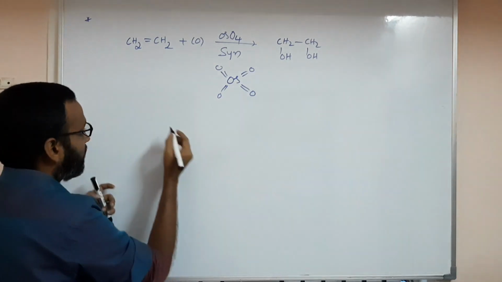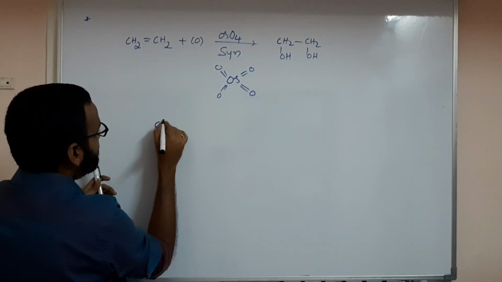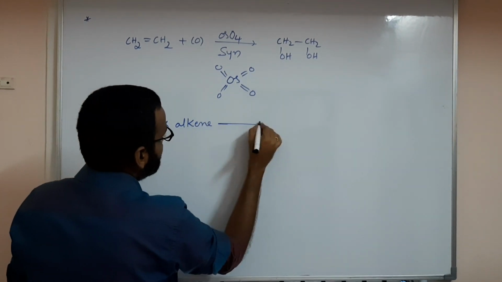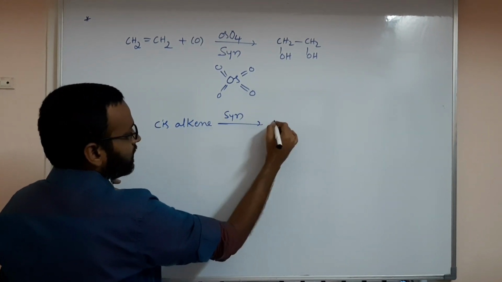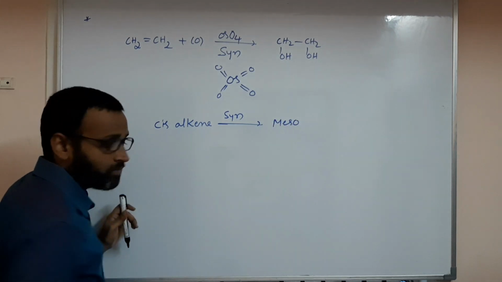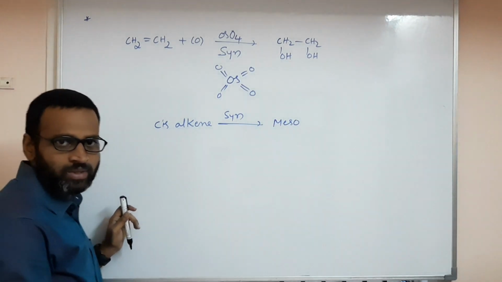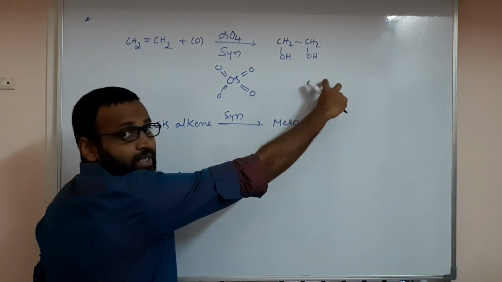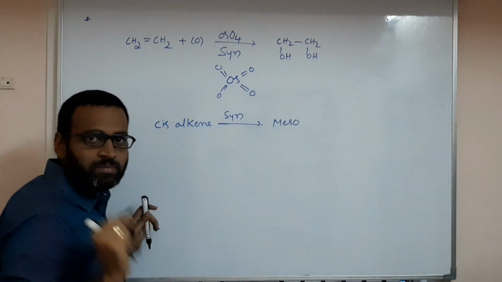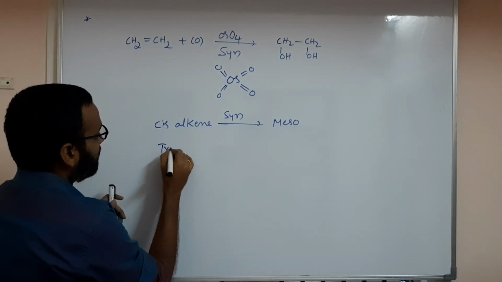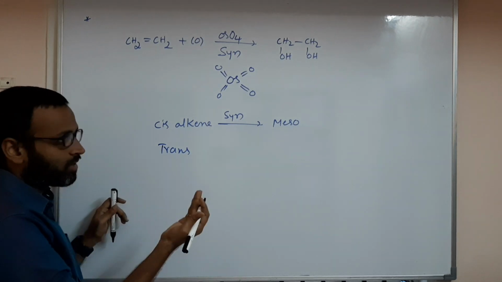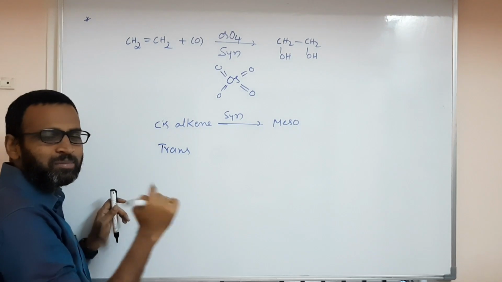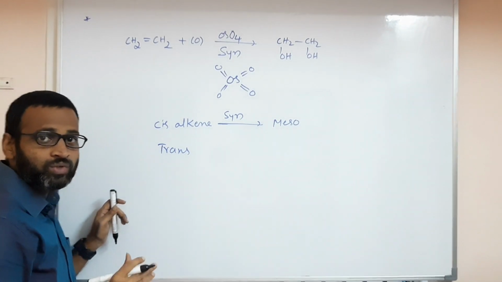Here you have to remember, if the alkene is cis, then by syn addition you get a meso compound. Meso means there is a plane of symmetry, and both functional groups appear on the same side. If a trans alkene is given in the exam, a diol will come, but they will ask which diol, meso or racemic. If you have confusion here, it's a waste of time.